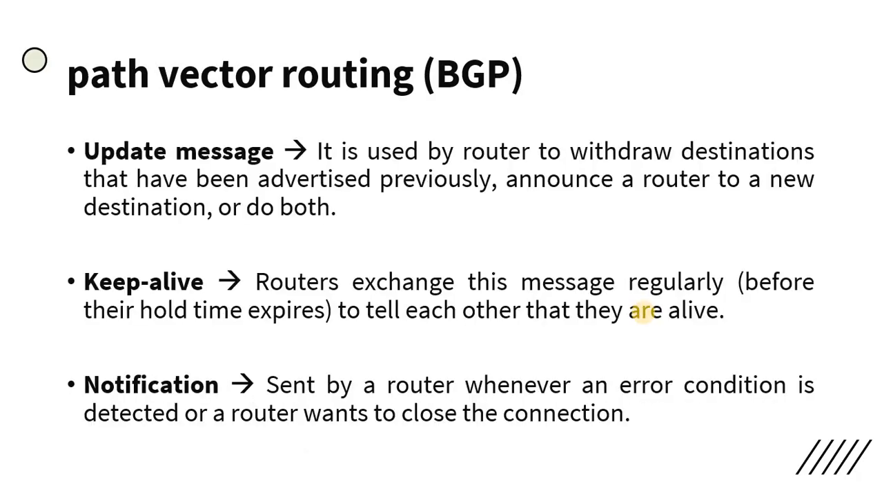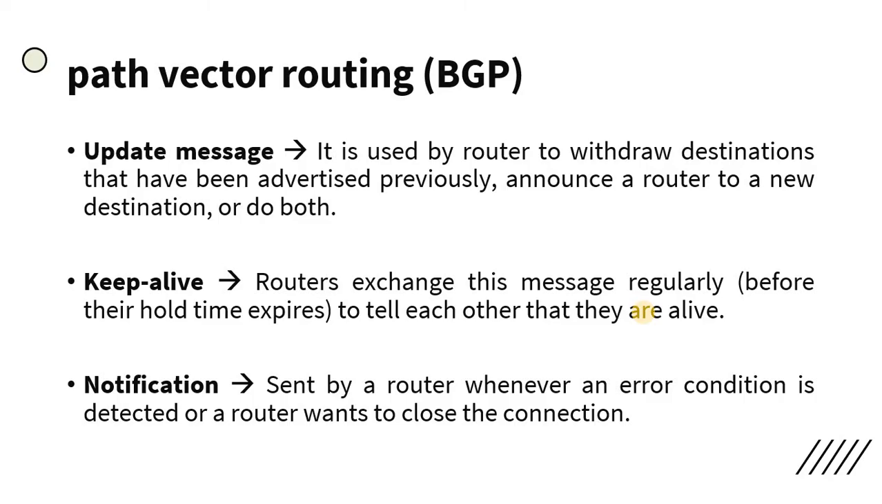Next is the update message. It is used by the router to withdraw a destination that has been advertised previously, announce a route to a new destination, or do both. Suppose one destination is already there and I want to remove, or withdraw, that destination; at that time the update message is used. And suppose a new router is added in the destination; then we need to add that destination in the table, and at that time the update message is used.